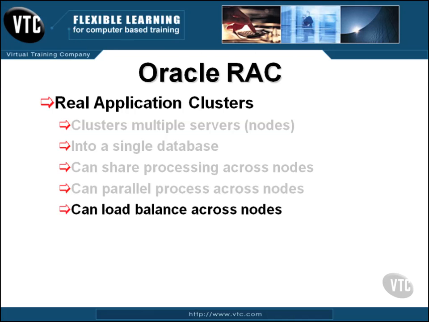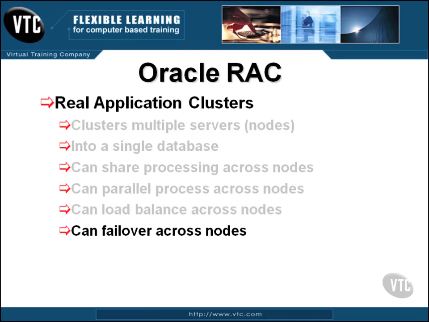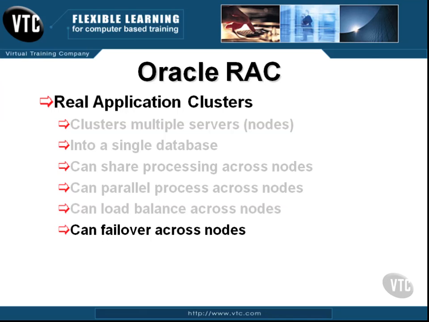Oracle RAC can also load balance processing across nodes. In other words, if one node is very busy and a connection comes in and makes a request, then the load balancer can decide to send it to a different node that isn't quite as busy. And in the same mold, Oracle RAC can fail over across nodes. Where something is running on a specific node and that particular node fails, the session can be passed automatically to another node that is still running, and that session can continue running, depending on what is running on the failed server.